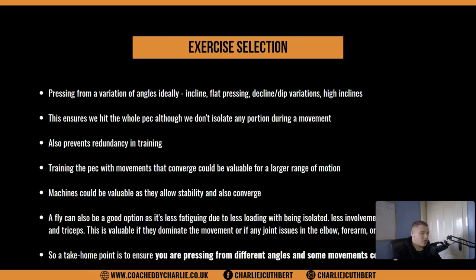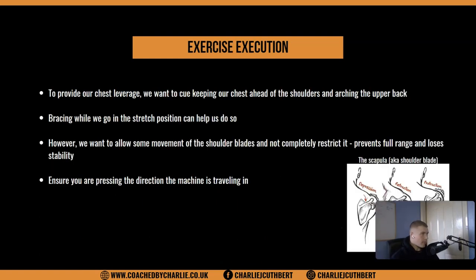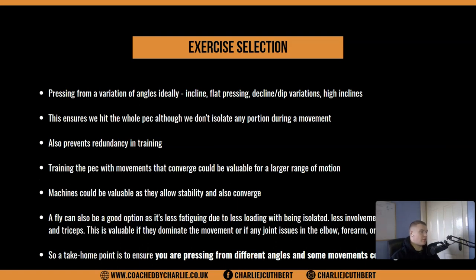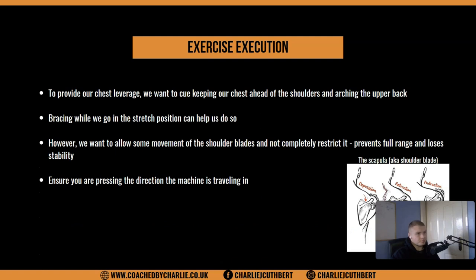So a take home point is make sure you're pressing from different angles and with movements that ideally converge in some cases. The reason why is that each movement has pros and cons. Some movements don't have as good stability as others. Some movements don't converge while some do. So as you see, there's no one perfect movement, but on paper, a movement that's very stable and allows us to take our chest through a full range of motion is a chest press where the handles come together slightly at the top. That on paper is going to be a great movement for the reasons stated.